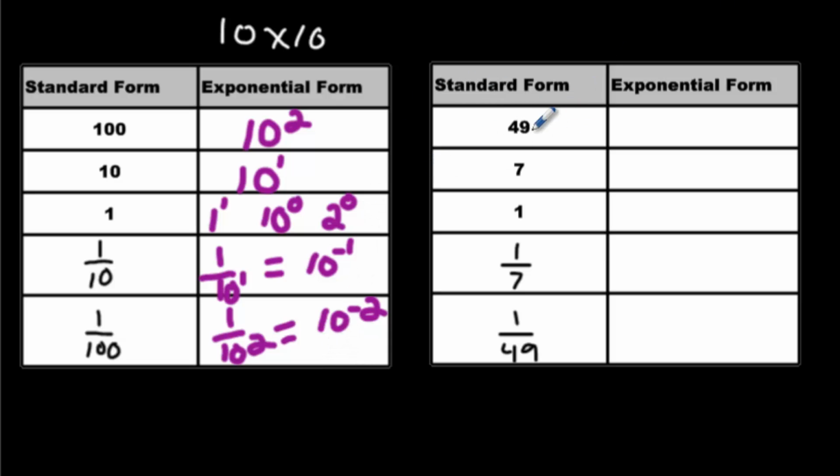49. How do we represent 49 in exponential form? Well, 7 times 7 is 49, so that's 7 to the power of 2.